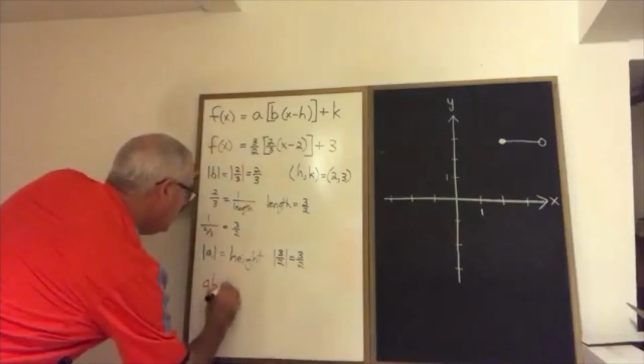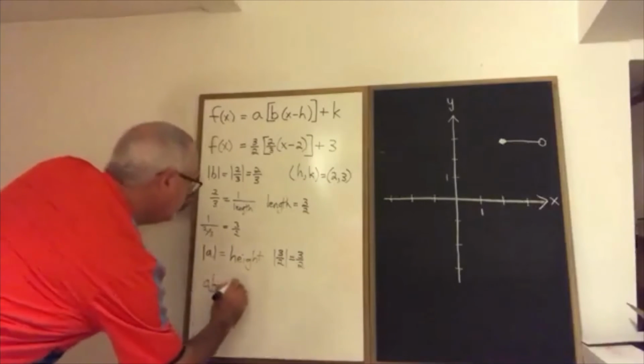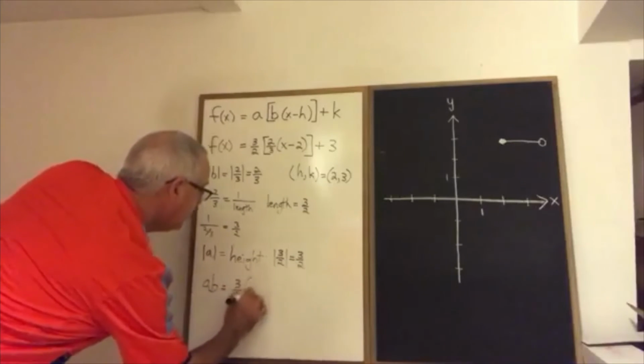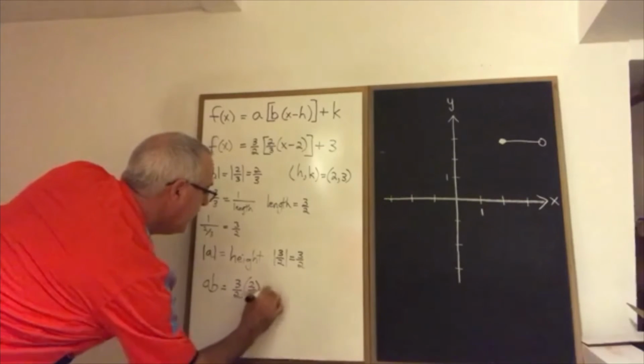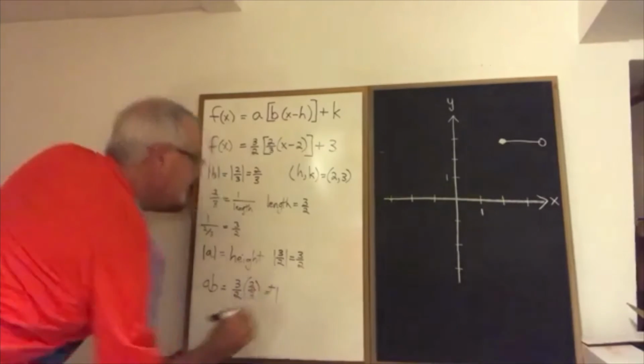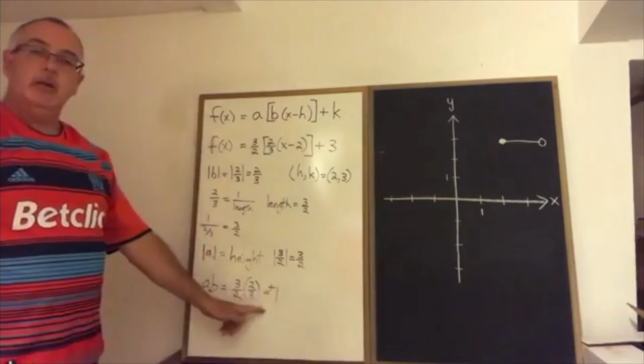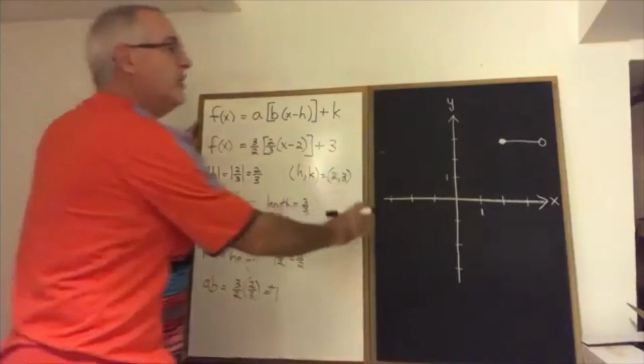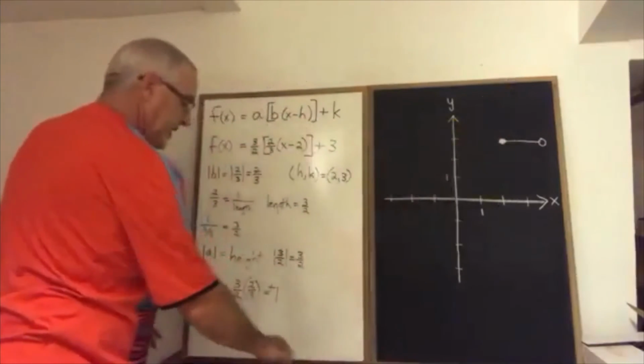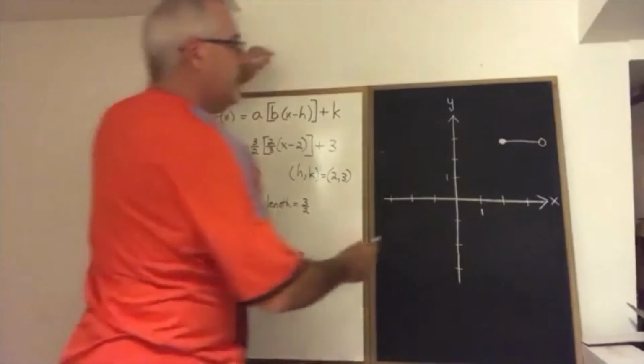AB is equal to 3/2 times 2/3, which is 1, and it's positive 1. So the slope is positive. That means we are going upstairs this time. That allows me to start drawing my other steps.